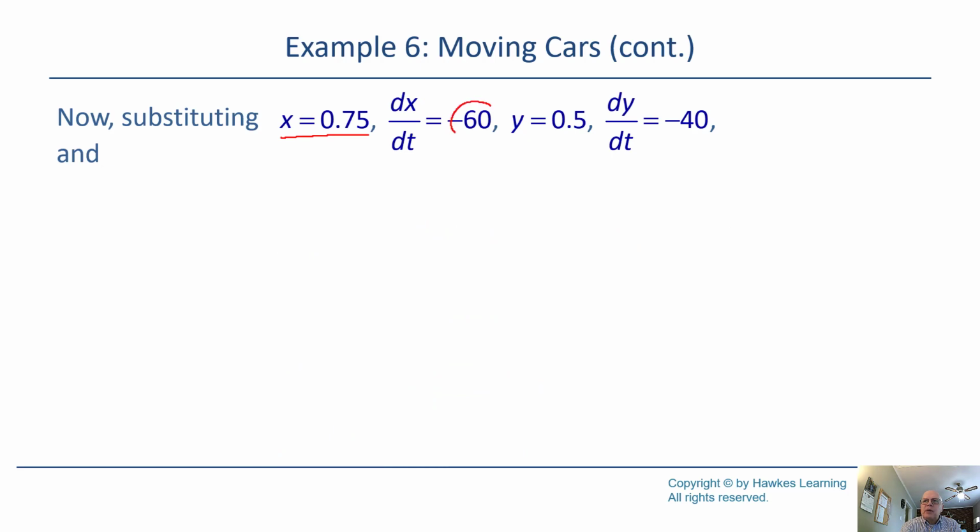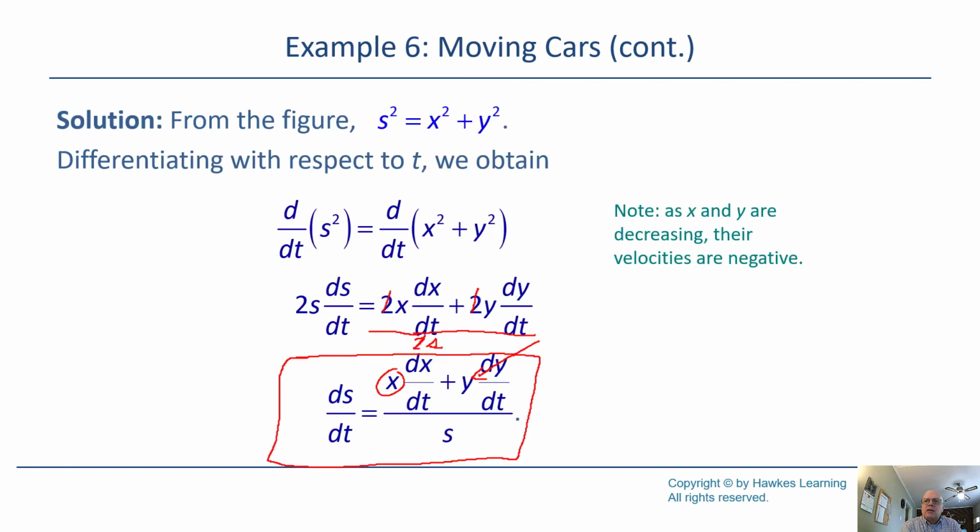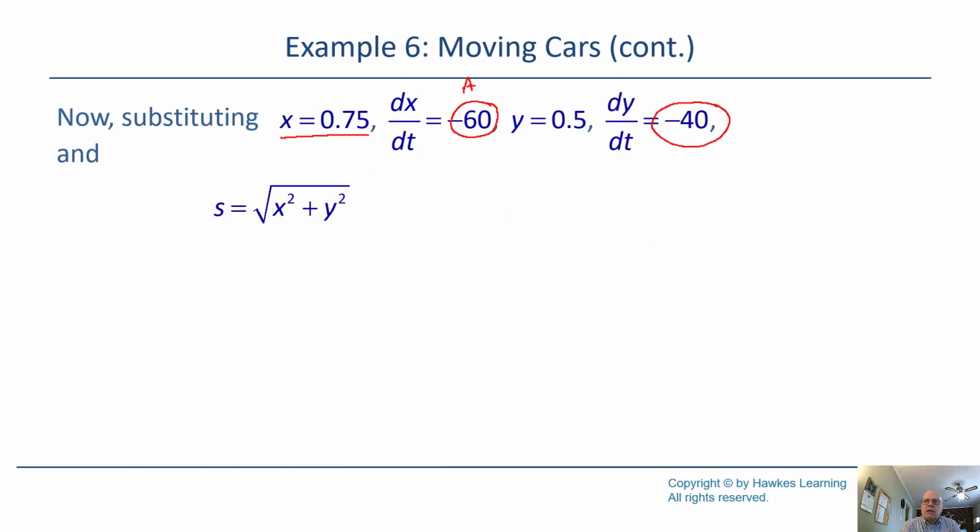We know the speed of car A. We know the speed for car B. We'll put both of those in: speed of car A, speed of car B. We also need to know the distance between them at this particular point.